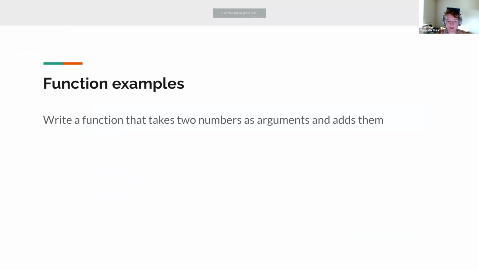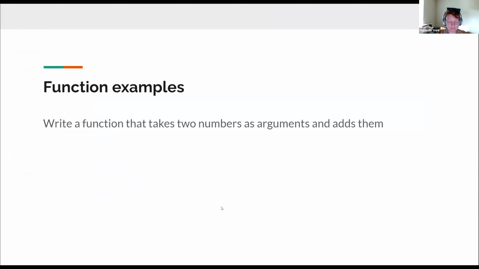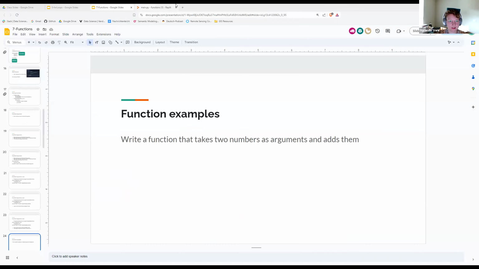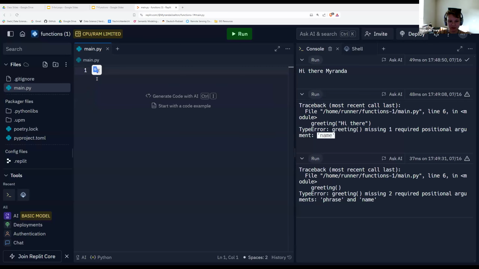All right, so let's look at some examples. Write a function that takes two numbers as arguments and adds them. So let's look at this example here. We need to define our function. So I'm going to say define add numbers. Now we need it to take two numbers as arguments, right? So we define those right in here. So say num1, num2. Don't forget your colon. And then what we're going to do, I'm just going to print it. Print num1 plus num2.